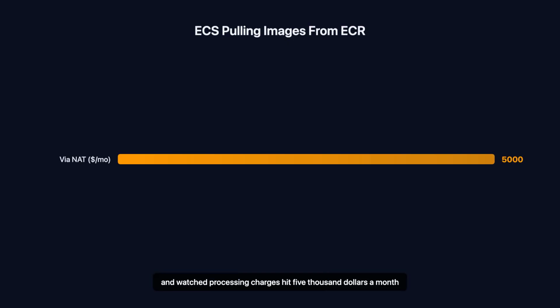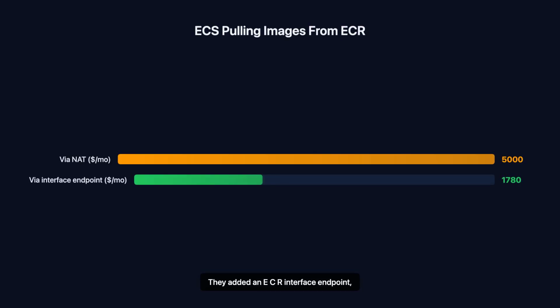A concrete case makes it land. A company running ECS tasks pulled container images from ECR through a NAT gateway and watched processing charges hit $5,000 a month per environment. They added an ECR interface endpoint, and that dropped to roughly $1,780 a month, a significant reduction with no code change at all. Just a different, cheaper path to the same registry.